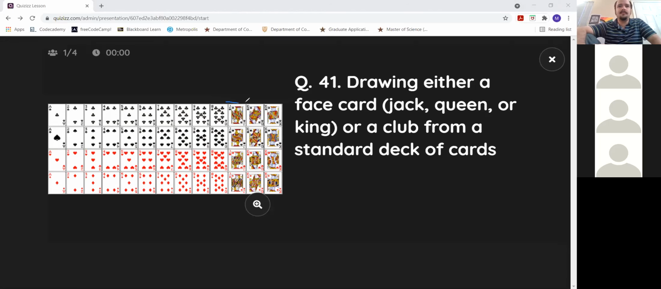So let's do that. I want my face cards. I got 4 different suits. I got 3 in each suit. You might have figured out there's 12 of those guys there. The other thing is a club. That's this row right here.